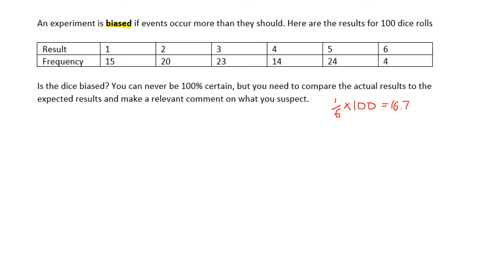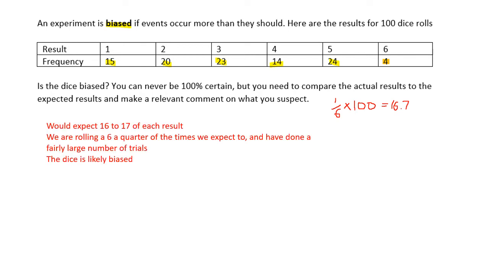And for some of these, this looks fairly good. That's pretty close, that's pretty close, that's pretty close. These two are a fair way away, but they're just about acceptable, but this is the danger zone. That 6 is really not happening, so we'd want to say something like this, that we would expect 16 to 17 of each result, but that 6 is only happening a quarter of the time we expect it to. The dice is likely biased against 6.